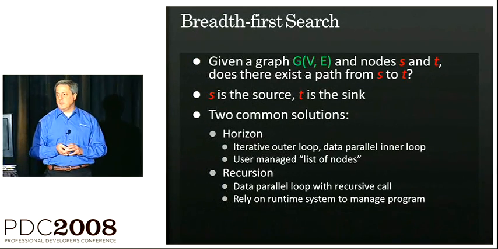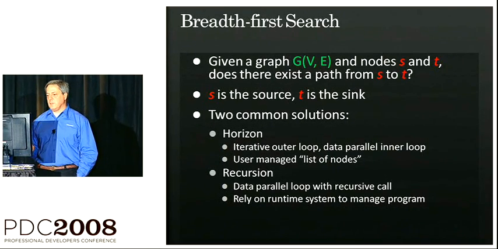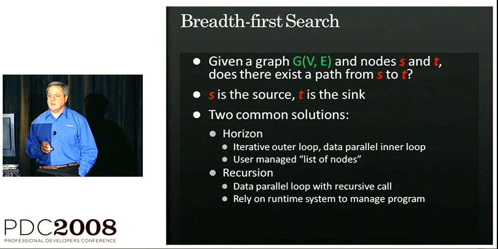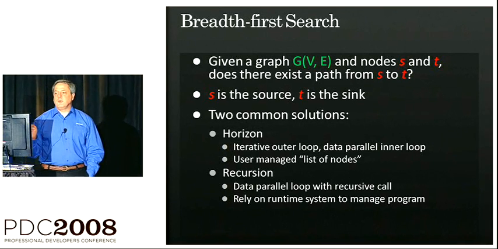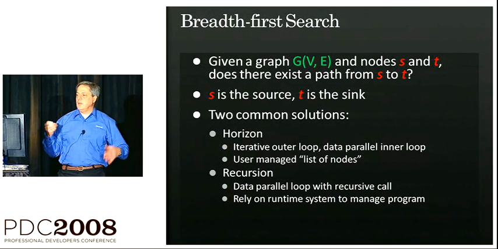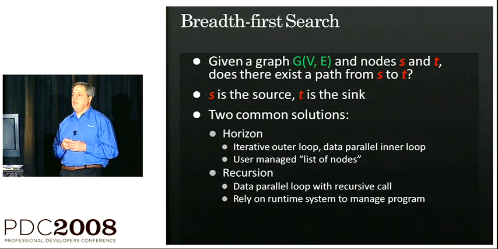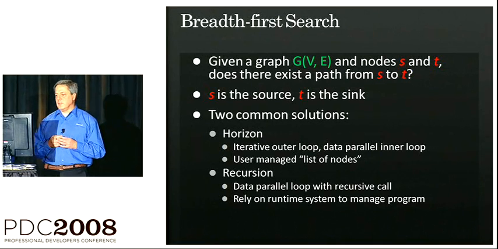So I had an example here with breadth-first search. Maybe I'll just do one of these examples so you can see some of the things that we're providing to make programming easier. The definition of breadth-first search is fairly simple. I have a graph with nodes and edges, V and E, and a special node S and a special node T, and I just want to decide whether there's a path from S to T. So I have a source and a sink.